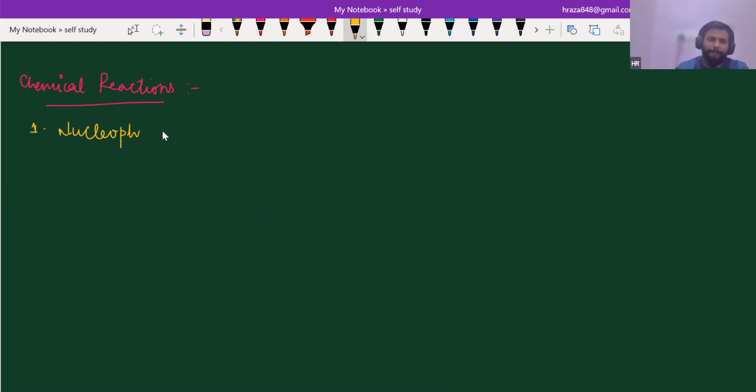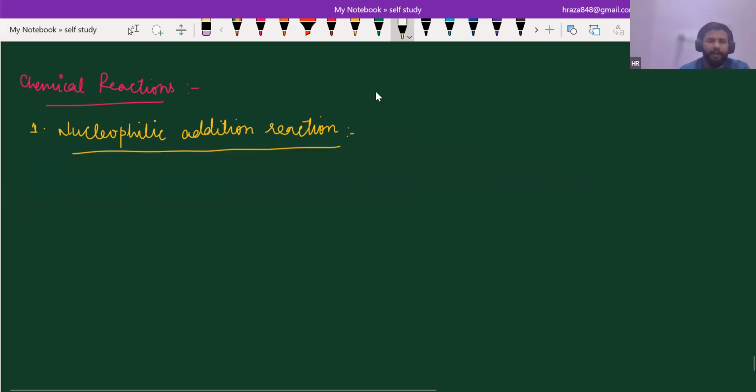nucleophilic addition reaction. So there will be a nucleophile and it will be adding to the reactant. How will it take place? It's very easy to understand.